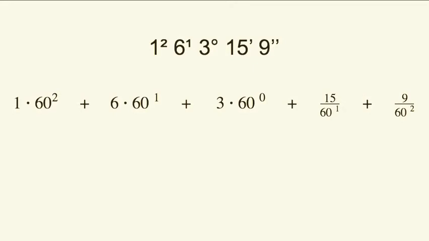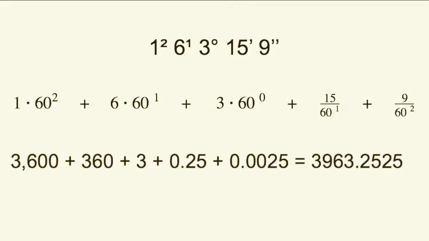In order to convert the sexagesimal number to decimal, we simply multiply all of the numbers with their bases and add them all together again. This would be 3,600 plus 360 plus 3 plus 0.25 plus 0.0025, all equaling 3963.2525.